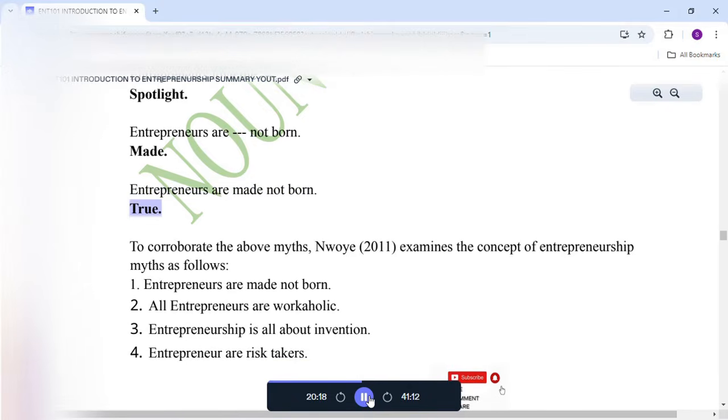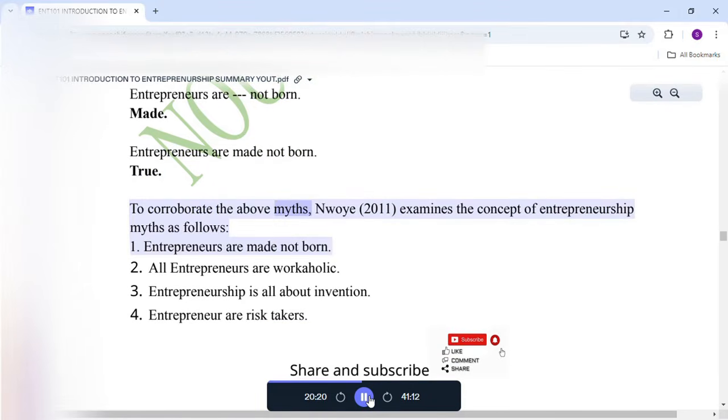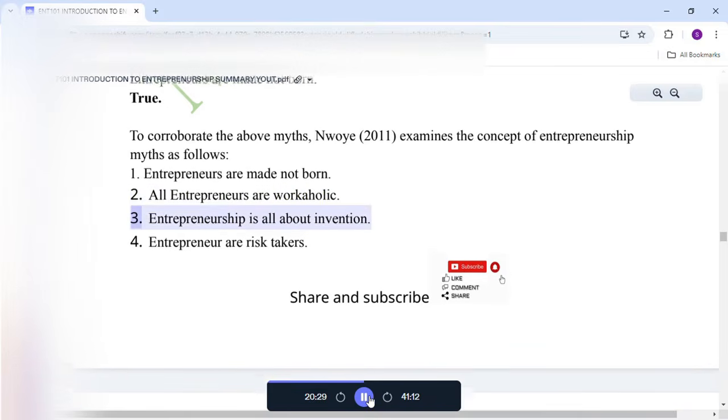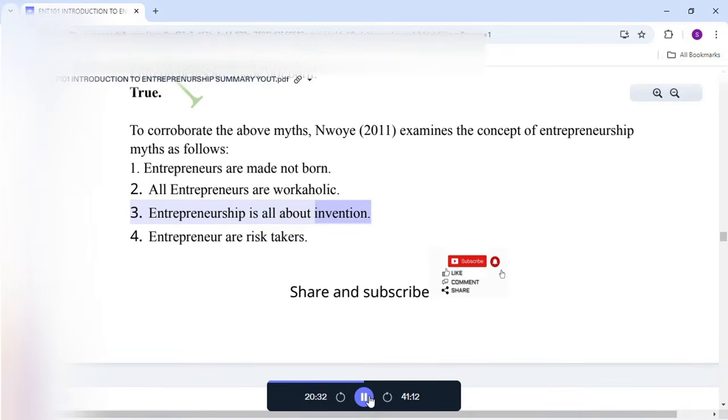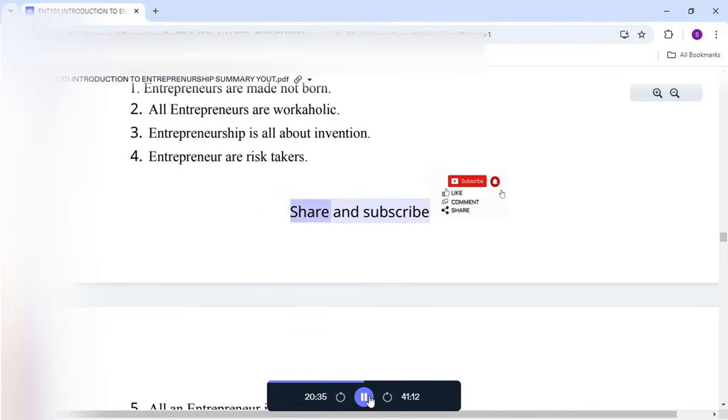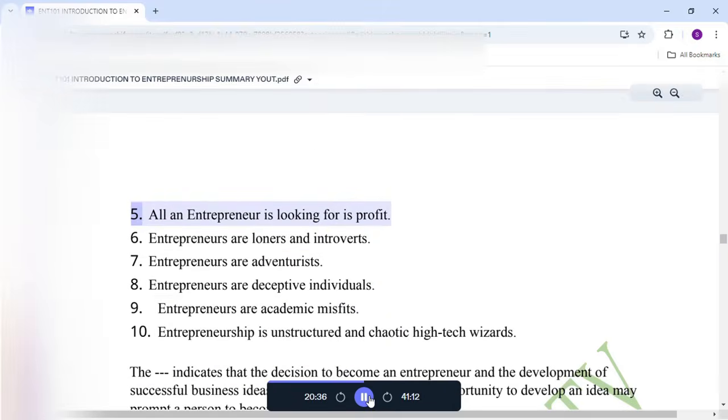To corroborate the above myths, ENT101, 2011, examines the concept of entrepreneurship myths as follows: 1. Entrepreneurs are made, not born. 2. All entrepreneurs are workaholic. 3. Entrepreneurship is all about invention. 4. Entrepreneurs are risk takers. 5. All an entrepreneur is looking for is profit.